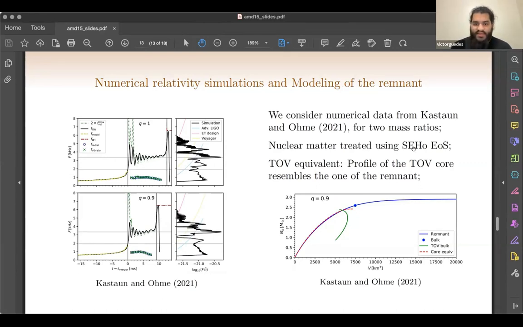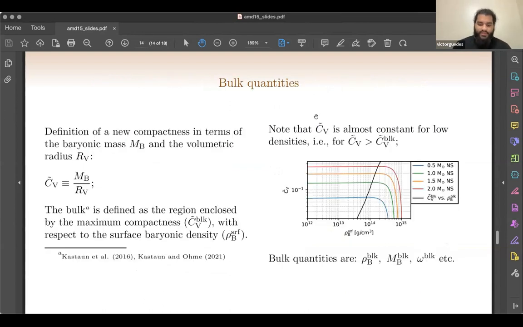One interesting thing about this work is that when modeling the remnant, the authors use a prescription that allows one to define what they call a TOV equivalent, which is a profile of a TOV core, or a cold neutron star core, that resembles the one of the remnant. This prescription is defined in terms of something that we call the bulk. The bulk is defined as the region enclosed by the maximum compactness. Here we define compactness in terms of the baryonic mass and the volumetric radius of the hypermassive neutron star, which can be extracted from numerical relativity simulations. This maximum is defined with respect to the surface baryonic density, and we find it after finding the maximum of the compactness, which we call the bulk compactness.